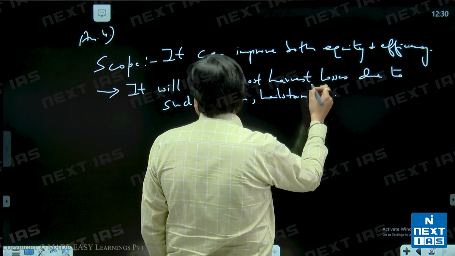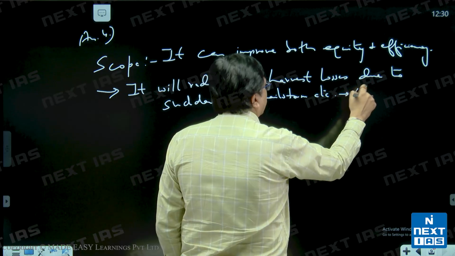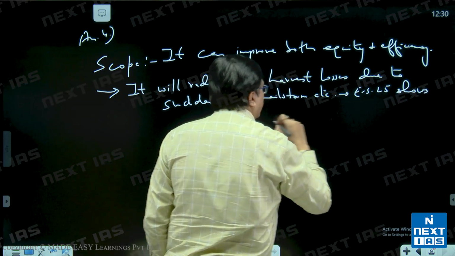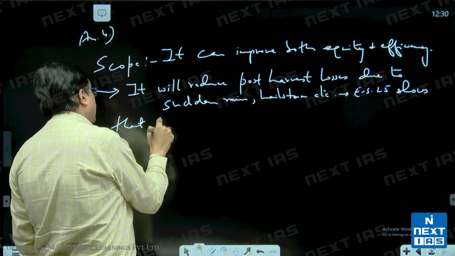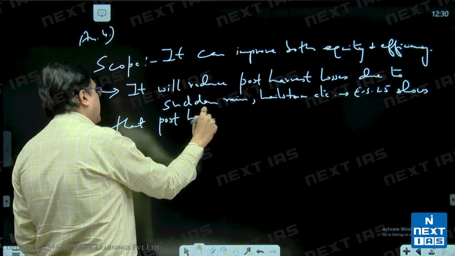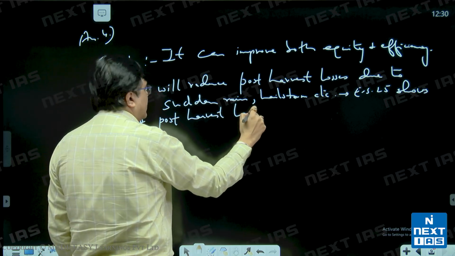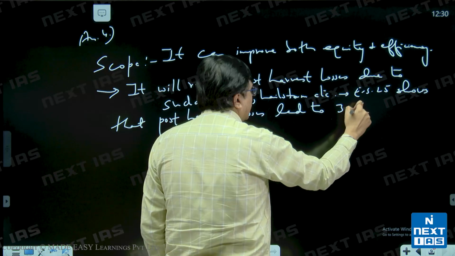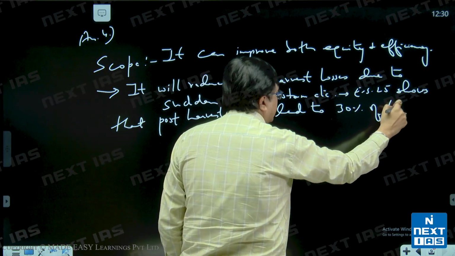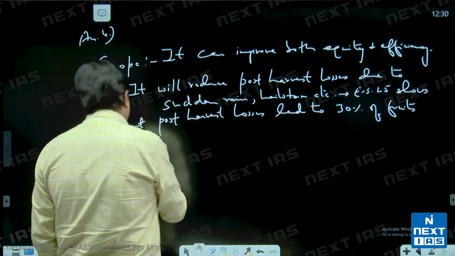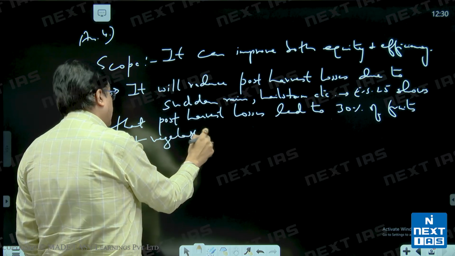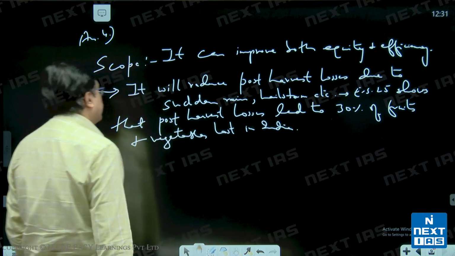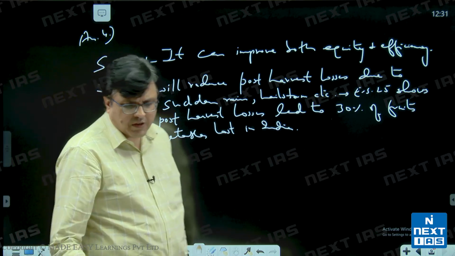You can write here Economic Survey 25 shows that post-harvest losses led to 30% of fruits and vegetables lost in India. So this can be one thing.